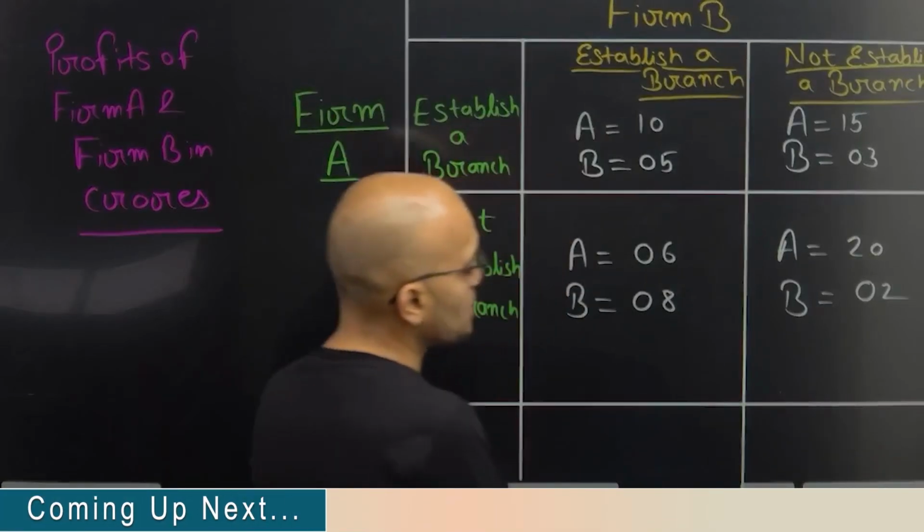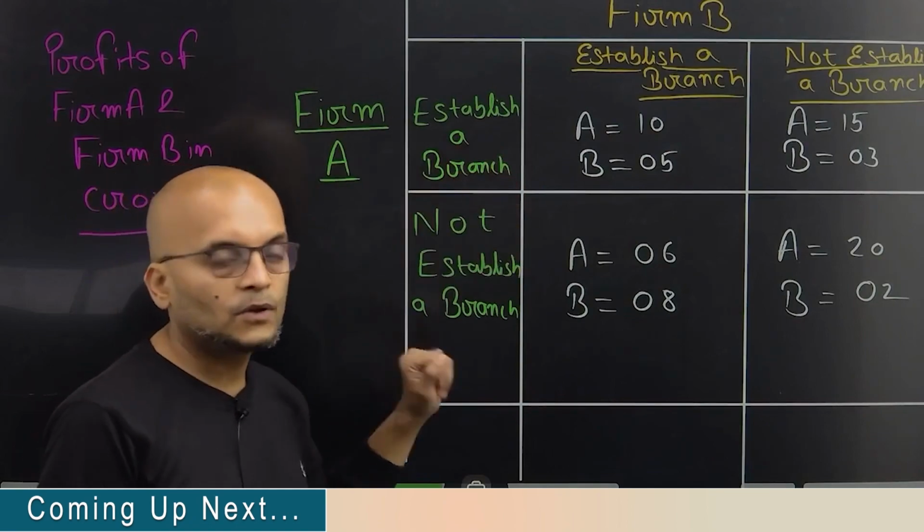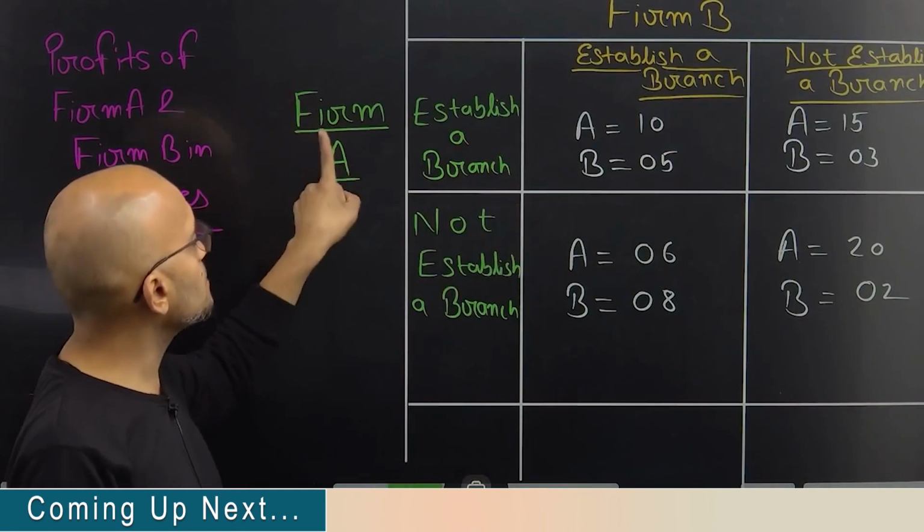We are going to understand this Nash equilibrium with the help of a table. Okay, see guys, we have got two firms, firm A.